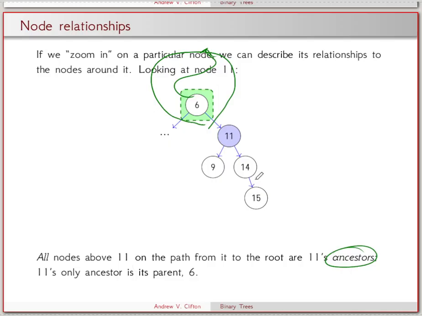So we have children, left and right. We have parent. Sometimes we'll have a grandparent, that's 2 levels up. Sometimes we'll talk about siblings. So for example, 9 and 14 are siblings. They're left and right, adjacent to each other. Usually we don't get more involved than that. You could do weird stuff and talk about aunts and uncles, but we don't really need that for anything.